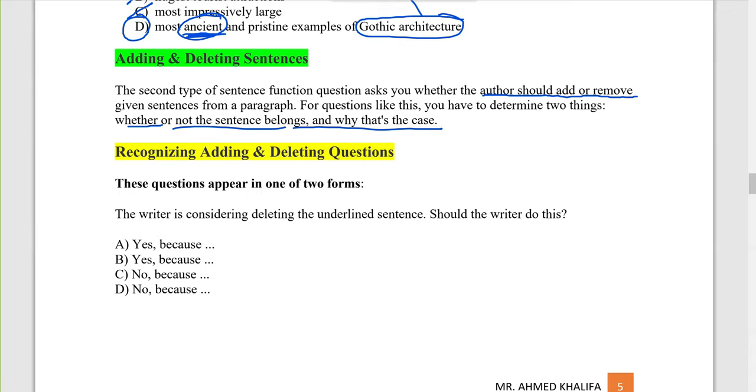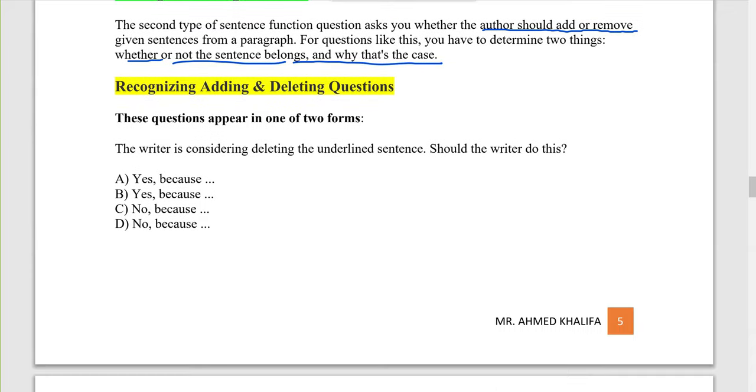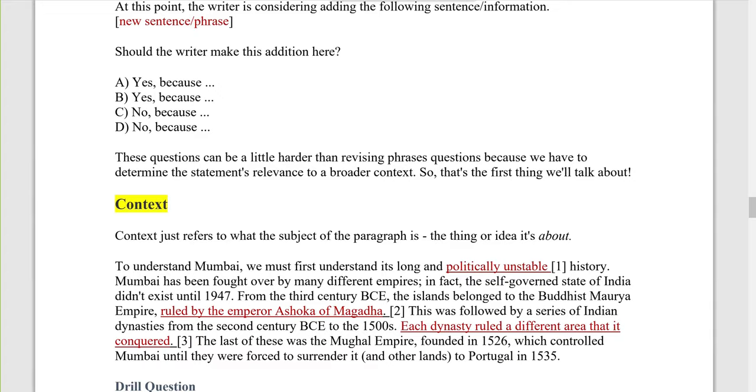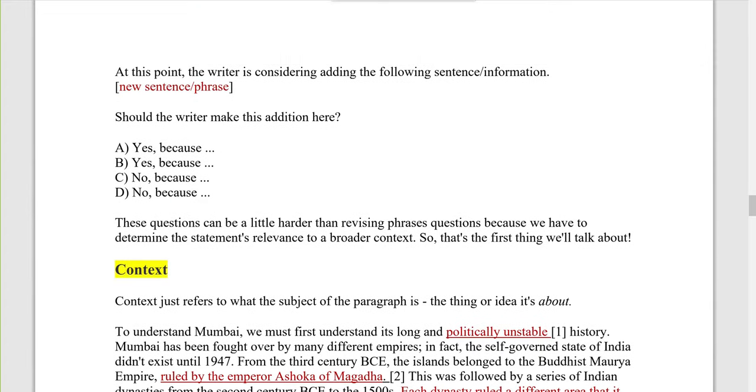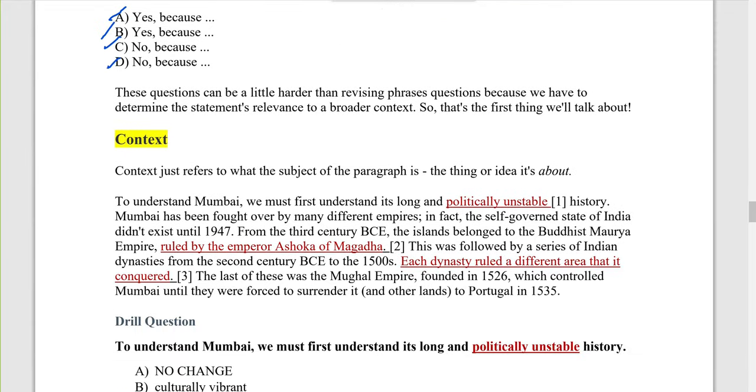Recognizing adding and deleting questions. The question appears in one of two forms. The writer is considering deleting the underlined sentence. Should the writer do this? Yes, because. No, because. That's one. The other is, at this point, the writer is considering adding the following sentence or information. Should the writer make this addition here? Yes, because, no, because. This question can be a little harder than revising phrases questions because we have to determine the statement's relevance to a broader context. So that's the first thing we will talk about, okay?